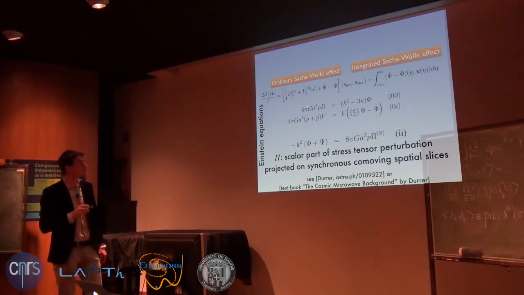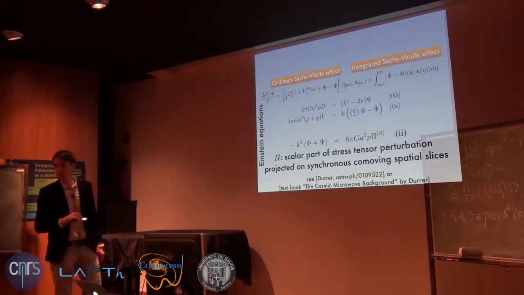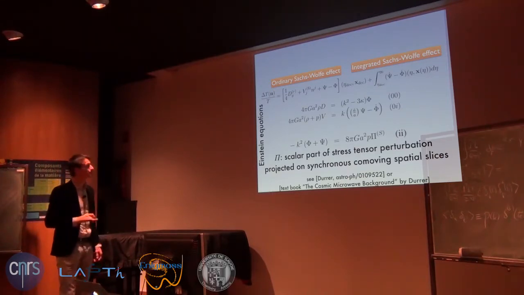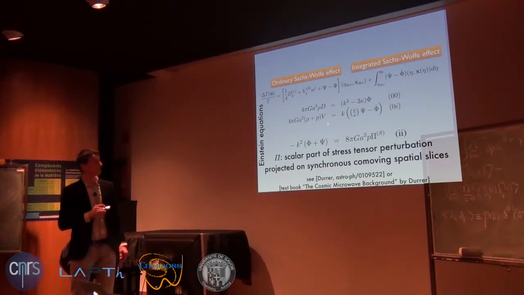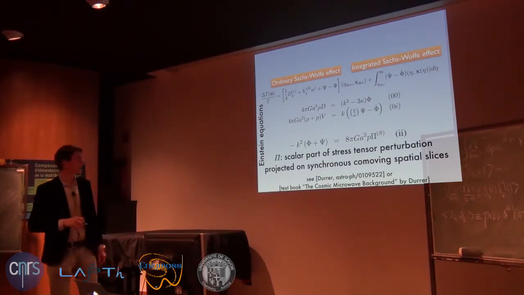The Poisson equation tells you a relation between the density perturbation and the gravitational potential. And this kappa here comes from spatial curvature, which I will not say much about. And there's a second equation for the velocity term and the pressure. So the average density and average pressure times their perturbation is given by this relation. This is one of the other parts of the Einstein equation.